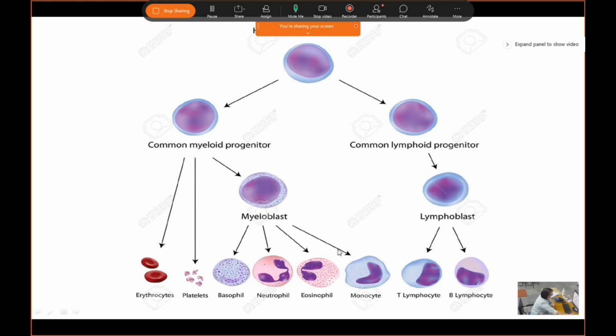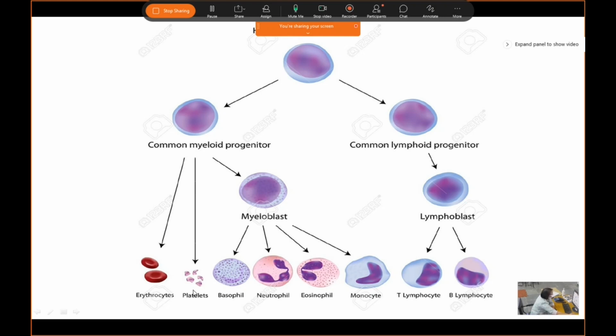And M4 is when the pro-monocytes proliferate along with the monocytes. M5 is when the monoblasts proliferate. M6 is when the erythroblasts proliferate. And M7 is when the megakaryocytes, which are the precursors of platelets, proliferate. So you know that acute myeloid leukemia does not mean only myeloid, does not mean only WBC. It also includes the erythroid and the thrombocytes. Okay, so that is very, very important basic knowledge you have to know.